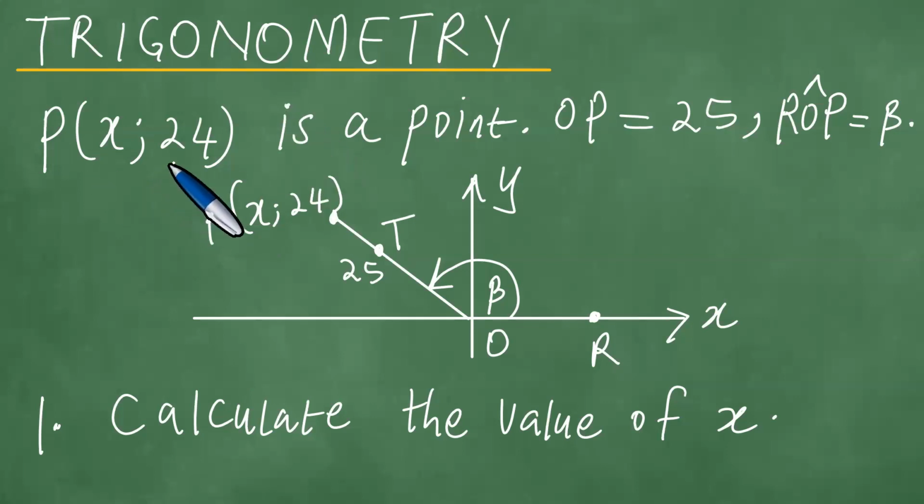Point P with coordinates x and 24 is a point. Here it is. And this point has coordinates x and 24. OP is 25 units. The angle ROP has the size beta. Calculate the value of x. We need the value of x.